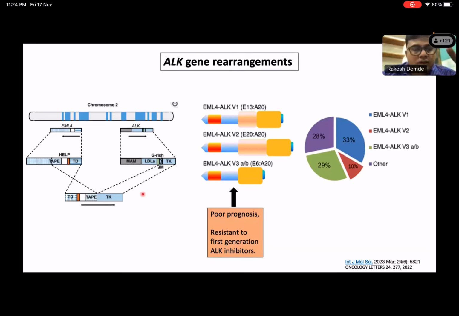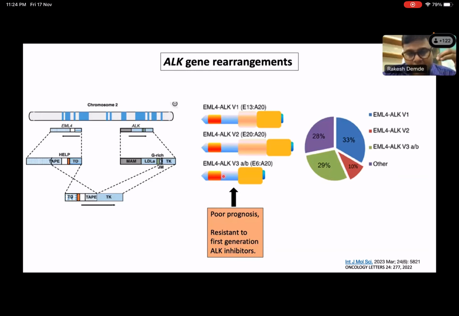There are two genes, EML4 and ALK. Both are present on chromosome 2. There is a breakage of EML4, it changes its direction and fuses with ALK. So you have an EML4-ALK fusion, and this particular fusion will activate the downstream signaling pathway and lead to the proliferation of the adenocarcinoma cell.